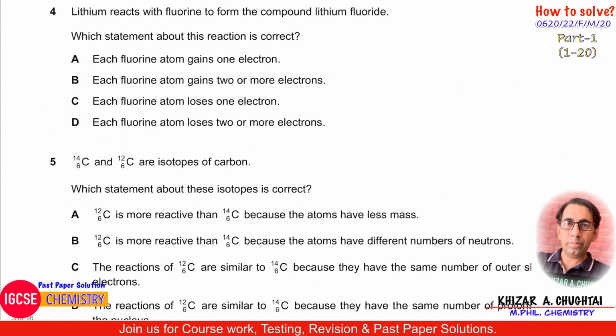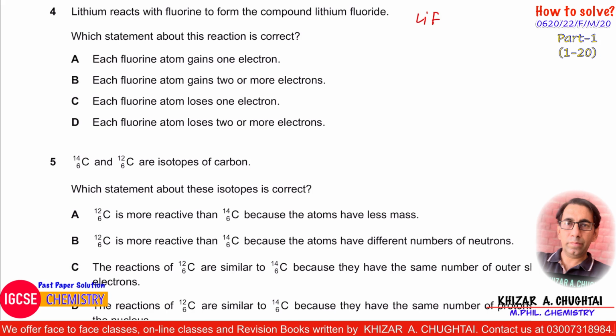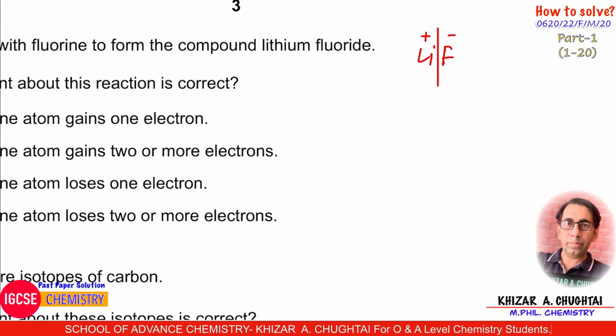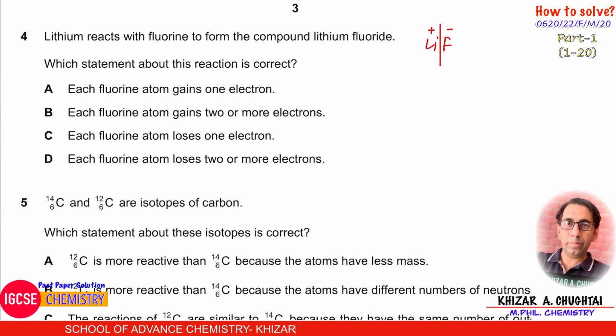Question number 4. Lithium reacts with fluorine to form the compound lithium fluoride. Which statement about this reaction is correct? A, each fluorine atom gains 1 electron. Let's see over here. As you know, it's an ionic compound. The F negative ion is over here and the lithium positive ion is over here. Then each fluorine atom has gained 1 electron. Yes, it is true, because it's showing 1 negative charge. So this option is the correct option.